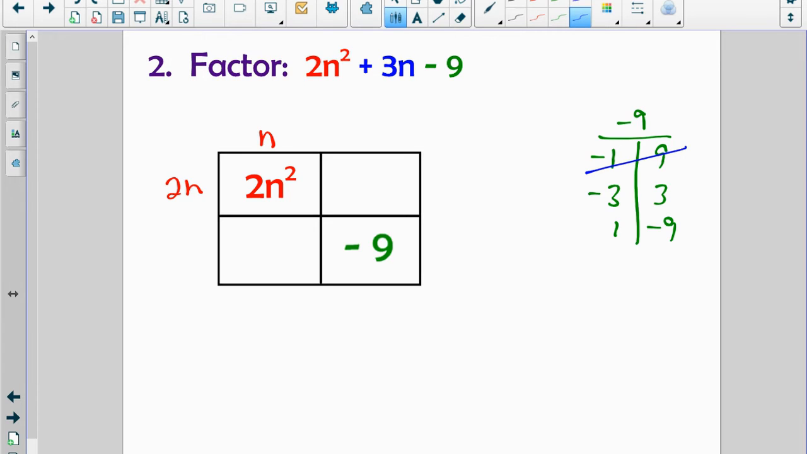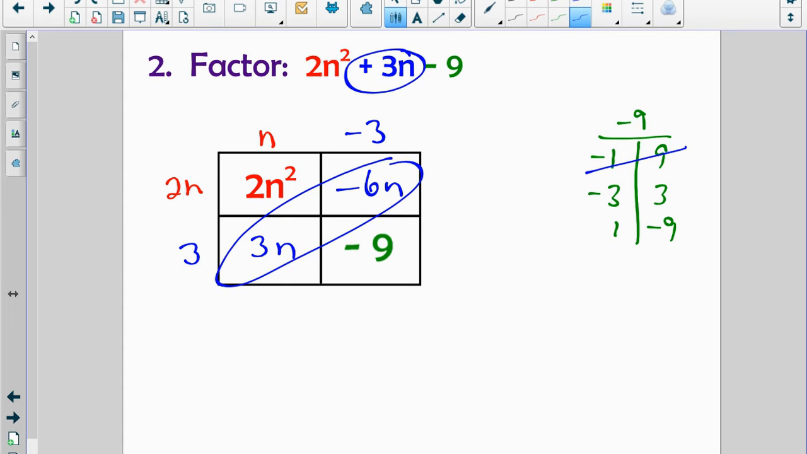Perhaps it's negative 3 and 3. Let's try that in that order. In the top row, I'm going to take 2n times negative 3, and I get negative 6n. In the bottom row, I'm going to multiply 3 times n, and I'm going to get 3n. When I add those together, I get negative 3n. Oh, that is so close. The only problem is we wanted it to be positive 3, not negative 3. Can you think about how I might get the same value but change the sign to a positive 3n?